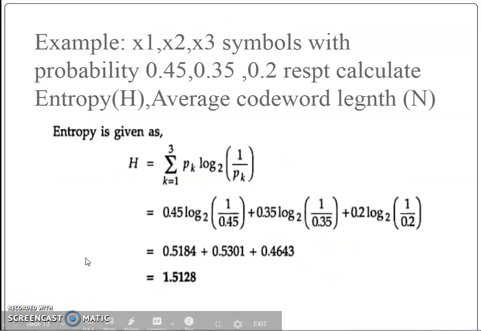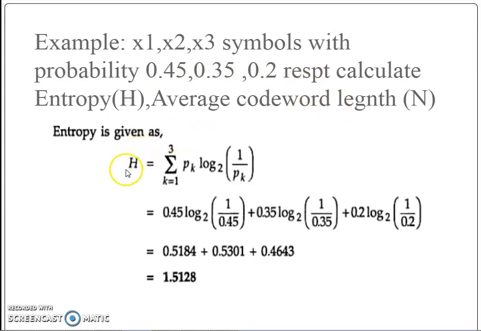This is a simple example showing how to calculate entropy and average code word length from the given symbols. Here you can see x1, x2 and x3 are the three symbols given with their probabilities 0.45, 0.35, 0.2 respectively, and we have to calculate the parameters, which are entropy and average code word length.